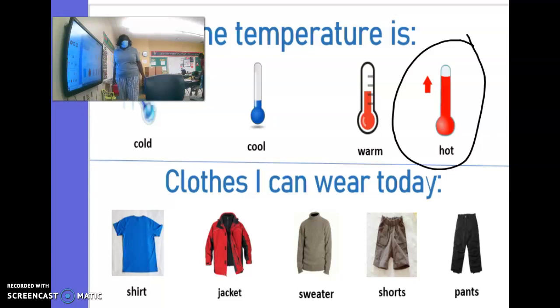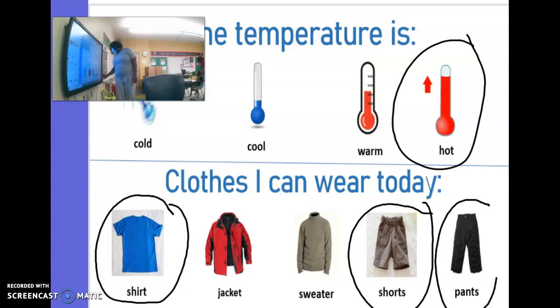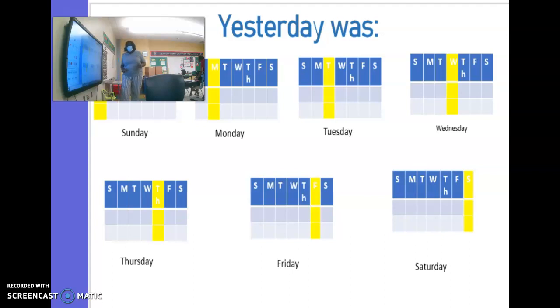What clothes can we wear? We're all going to have on shirts, right? You have on a shirt? Yeah. Let's circle shirt. What about jackets? Do y'all have on jackets? No. What about sweaters? No. What about shorts? Who has on shorts? Yes. You do like shorts. What about pants? Okay, some pants too. Pants. Next slide.